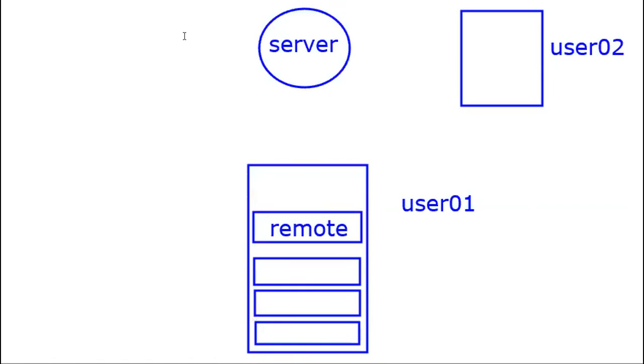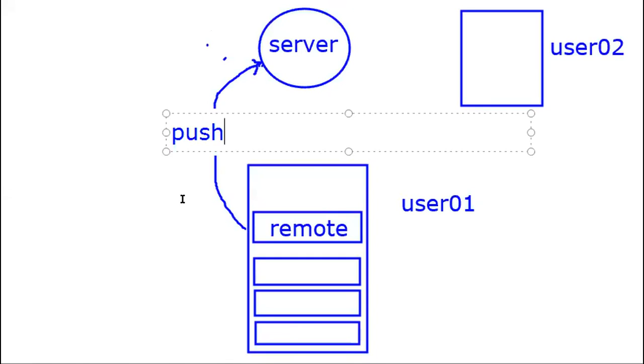Now let's go one by one and see what we are going to do. User one wants to communicate with the server and save his files. The files are already in the local repository, so he will say, I want to put those files on the server. This process is called a push, or we say git push.